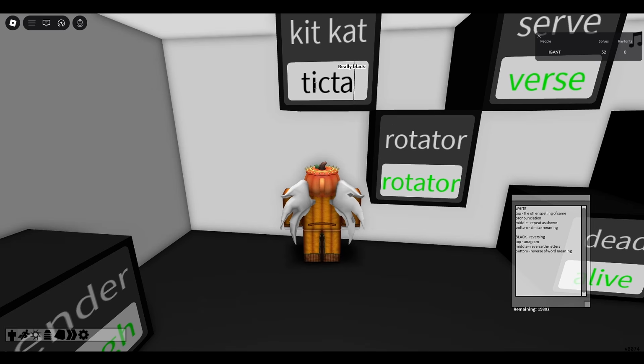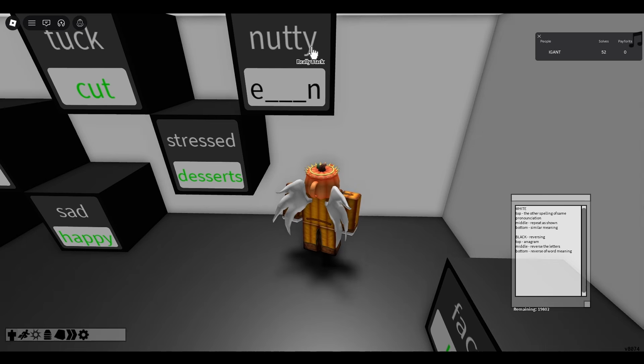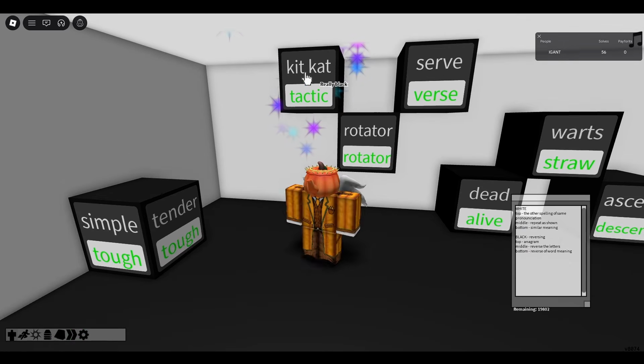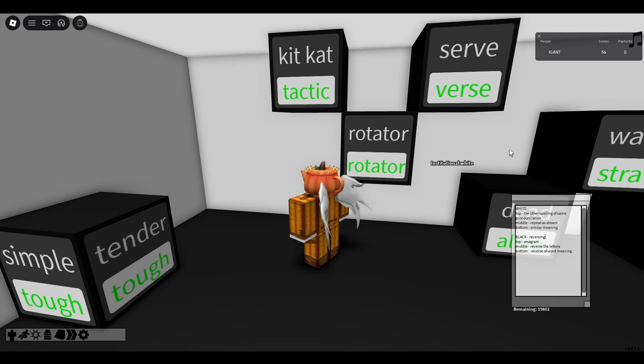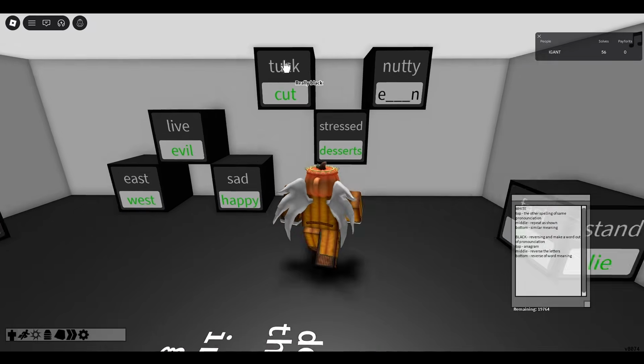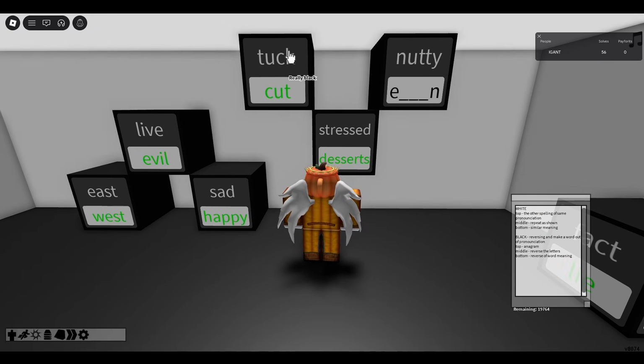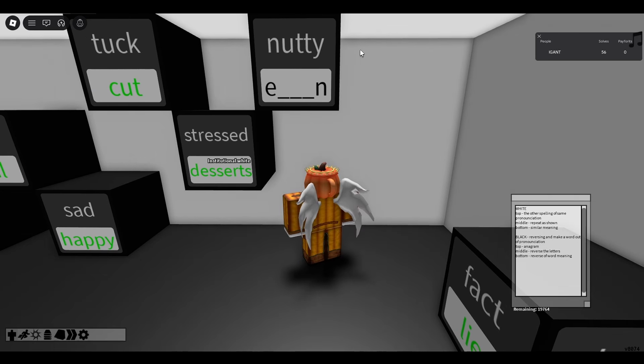Wait, that might be it. Tack. No? Tick tack? So if we reverse that, it's going to be pronounced ton. But it starts with an E. Oh, tactic. Yes, okay. Top has to be like reversing and making a word out of pronunciation. Kit Kat, reverse it: tactic. Tuck, reverse it: cut. Nutty, reverse it: ton. But ton doesn't start with E.